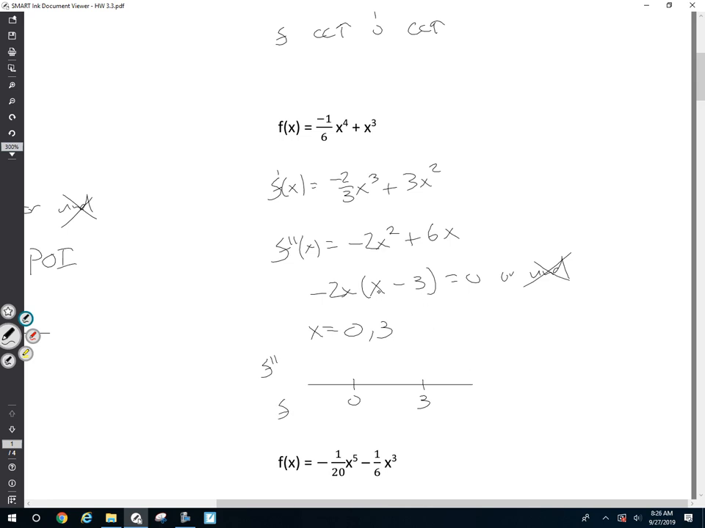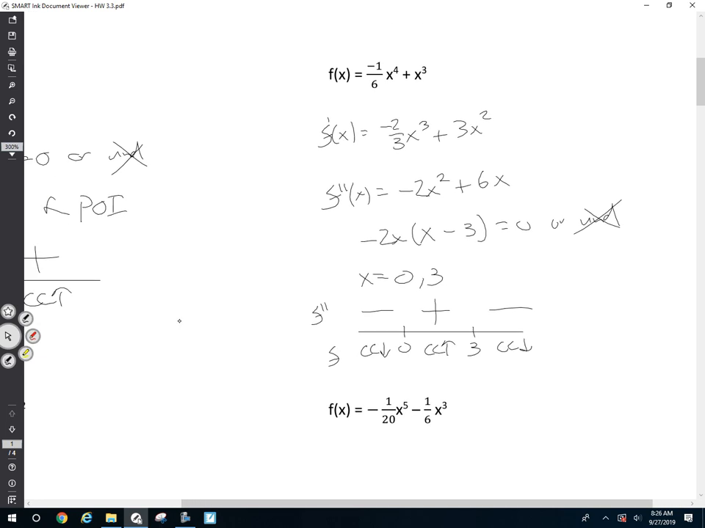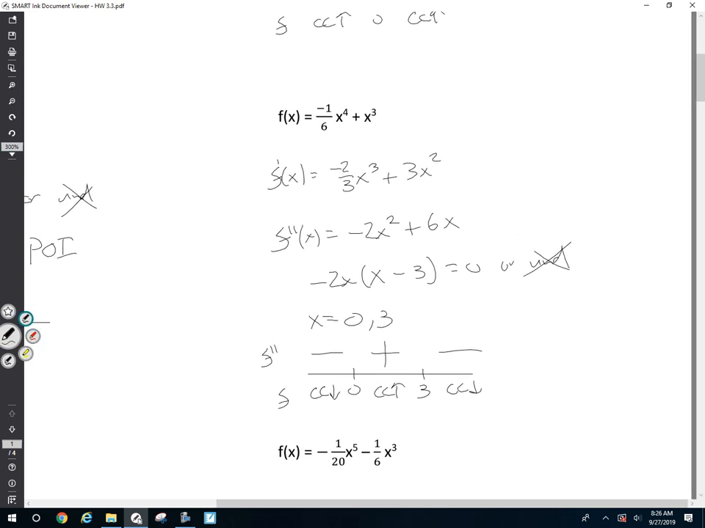I like to start over here, like 4. That's a positive, but that's a negative, so that's a negative. Plug in 1, negative, negative. Plug in negative 1. This will be a positive, this will be a negative. All right, since f double prime is negative, f is concave down. Since f double prime is positive, f is concave up. And concave down. So both 0 and 3 are points of inflection, and that's the concavity of my original function.